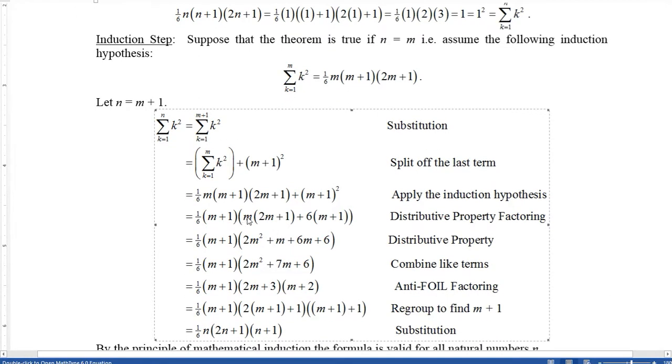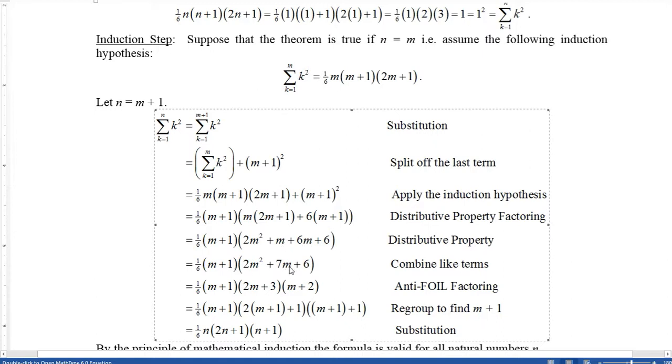Okay? Now I'm going to use the distributive property again, but this time not factoring it out, but multiplying it out right here inside this parentheses. So I still have the 1/6, the m plus 1. m times 2m is 2m squared. m times 1 is m. 6 times m is here, and 6 times 1 is 6 here. Combine like terms in the middle, we get 7m.